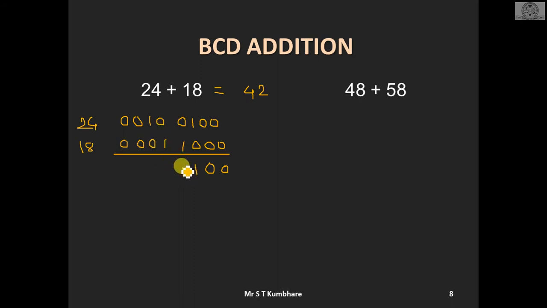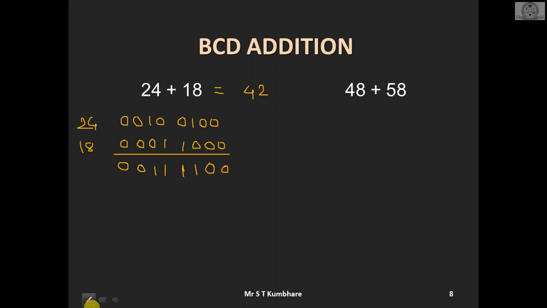0 plus, okay. Now, if you observe, what you will see is this. 0 plus 1 is 1. 1 plus 0 is 1. This is 0 and this one is 0. Now if you look, this 4-digit BCD code is invalid.